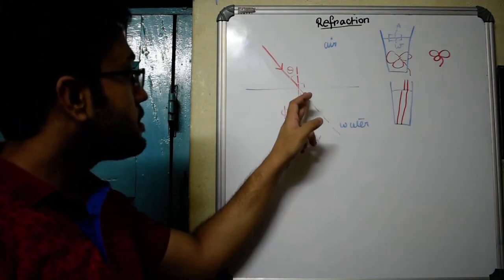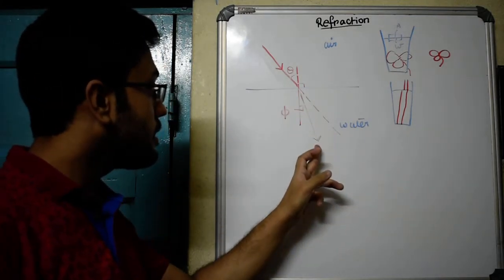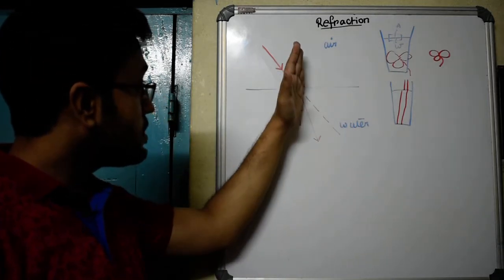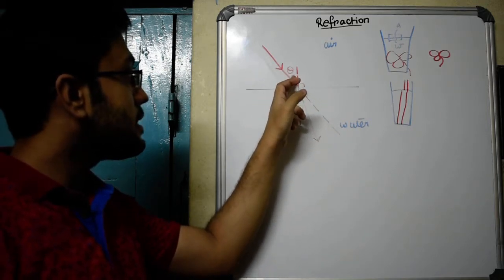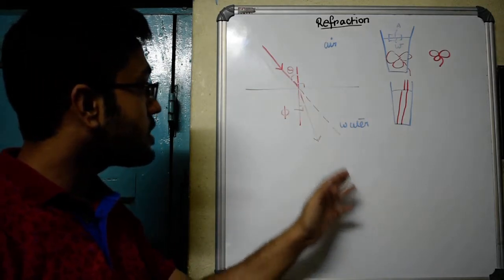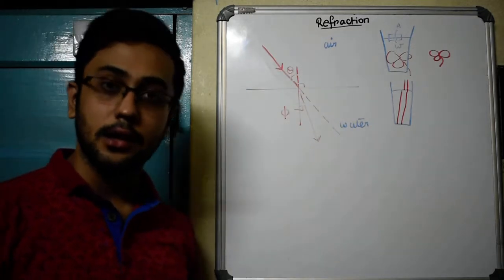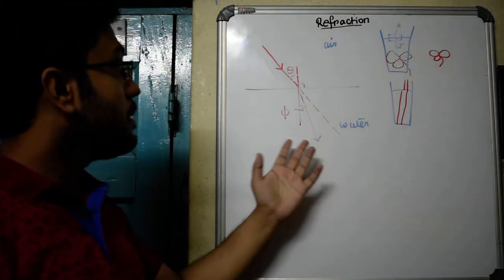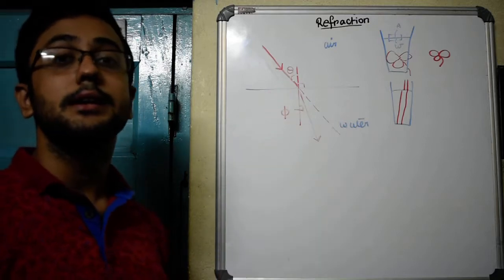The original path is shown by the dotted line, but actually light travels along the line that I have shown with the arrow. So this imaginary line, that is the normal, with the normal, during incidence light makes an angle theta, and during refraction light makes an angle phi. Theta here is called the angle of incidence and phi is called the angle of refraction. So this bending happens when there are two transparent mediums and their optical densities are different.